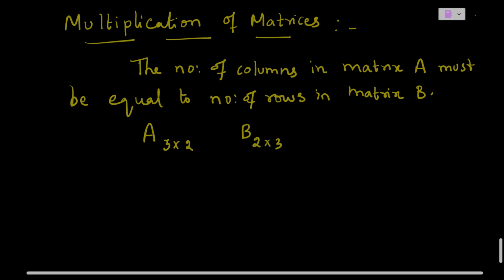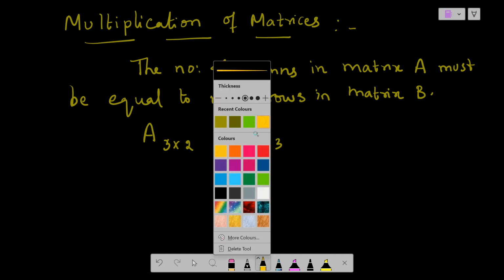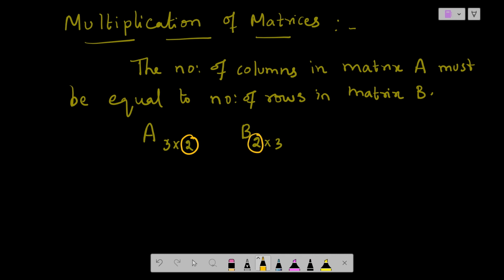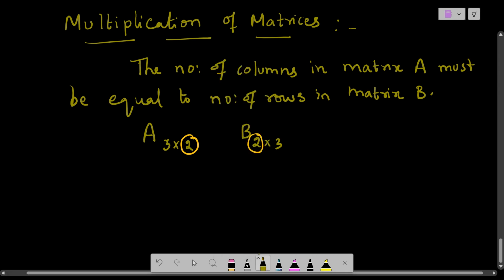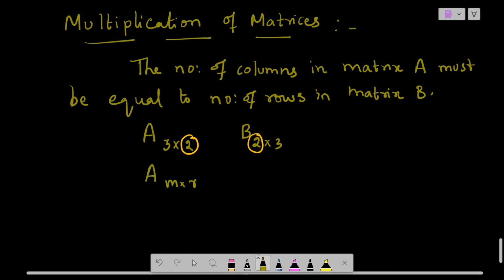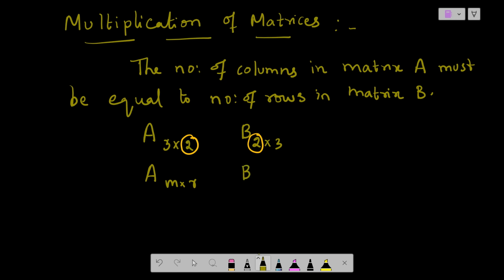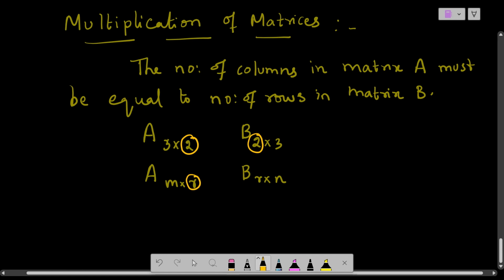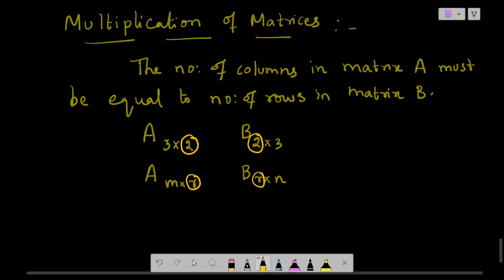If you observe carefully here, the number of columns in this matrix must be equal to the number of rows in the second matrix. Understood? Now I have a matrix A with M into R rows and columns, and B should be R into N rows and columns. Did you understand? So the number of columns in the first matrix should be equal to the number of rows in the second matrix.